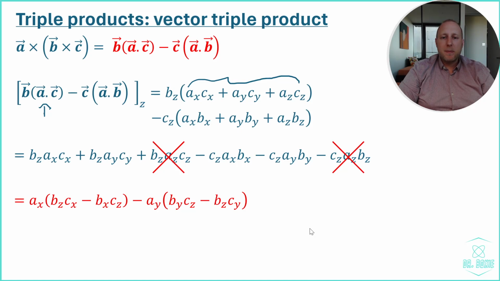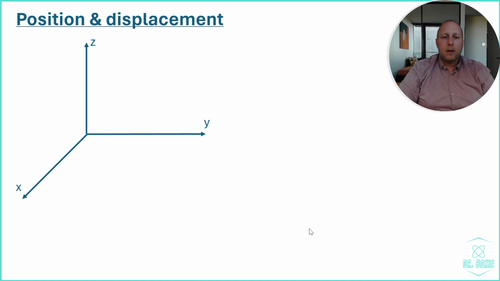Now that we've discussed the triple products, there are two more topics I want to mention. The first one is the concept of position and displacement vectors. Now, in physics, we will often have situations in which we consider some particle in space which moves around, and we want to be able to describe its position.